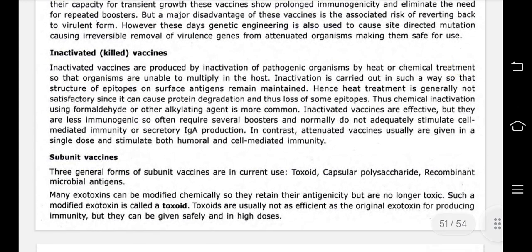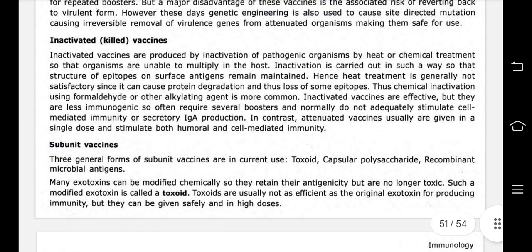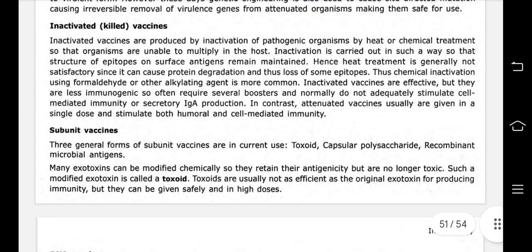Then inactivated, killed vaccines. Inactivated vaccines are produced by inactivation of pathogenic organisms by heat or chemical treatment so that organisms are unable to multiply in the host. Inactivation is carried out in such a way that the structure of epitopes on surface antigens remains maintained. Hence, heat treatment is generally not satisfactory since it can cause protein degradation and thus loss of some epitopes. Chemical inactivation using formaldehyde or other alkylating agents is more common.